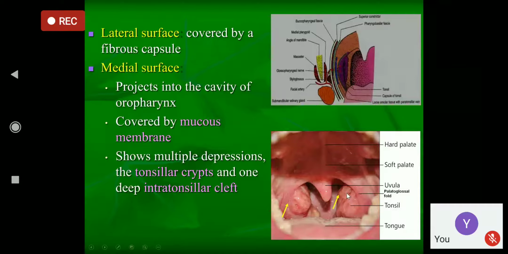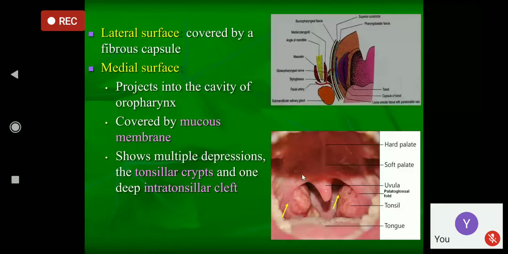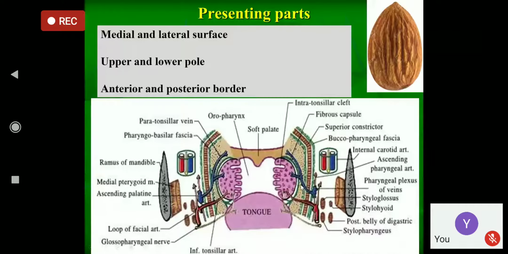Now see the lateral one. The lateral surface will be covered by, can you see the green color line? This one is known as the capsule. Now outside the capsule, can you see the white one? This one is known as the fibrous tissue. Now this fibrous tissue contains a vein. This vein is known as the paratonsillar vein.